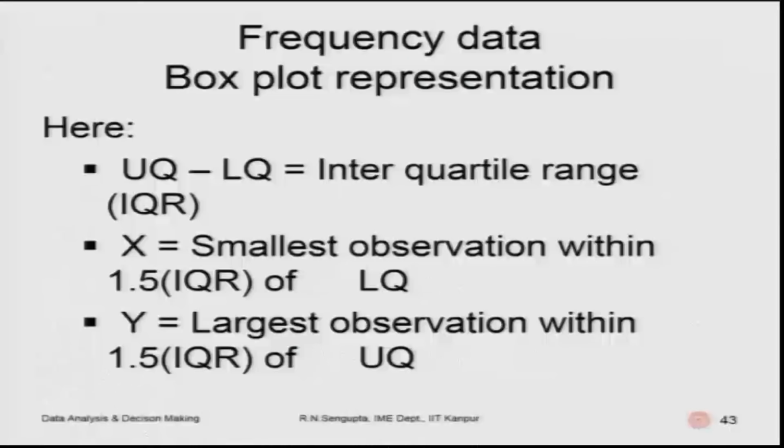So, just a methodology of our representation. The box plot representation uses the upper quartile and lower quartile, which give you the interquartile range. X would be the smallest observation, which technically can be, this is not a sacrosanct number, 1.5 times the interquartile range. Similarly, for the largest value it will be 1.5 times the interquartile range.